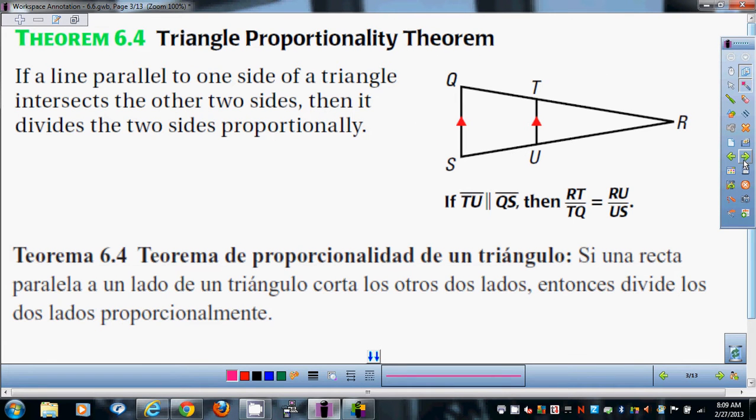First proportionality theorem of the day. If you want to draw the picture and make something about it, or if you want to write it verbatim, it's completely up to you. If a line parallel to one side of a triangle intersects the 2 sides, then it divides the 2 sides proportionally.